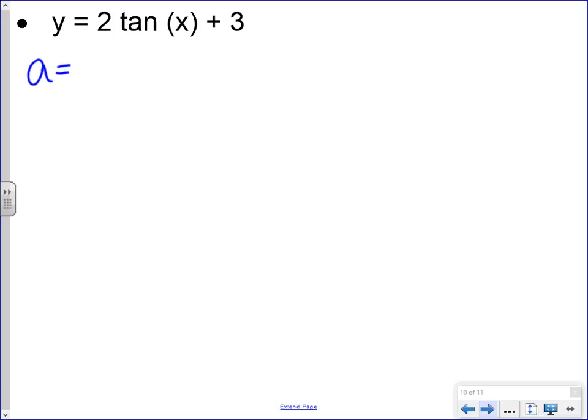Tangent does not have amplitude. If I ask you for the amplitude, you will write none. But it's important that we recognize that our a value is 2. The period for a tangent graph is pi divided by b. In this case, b is 1. So pi divided by 1 is pi.